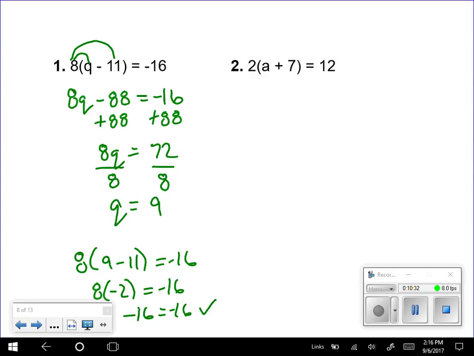So I want you to try number 2 on your own. Once you're done with number 2, you can have someone check your notes, and then you can get your homework.